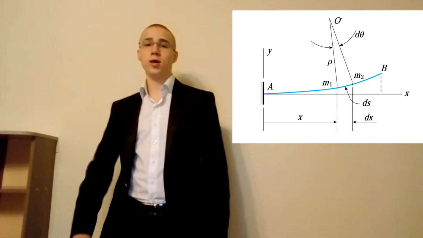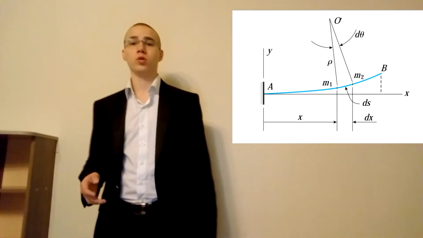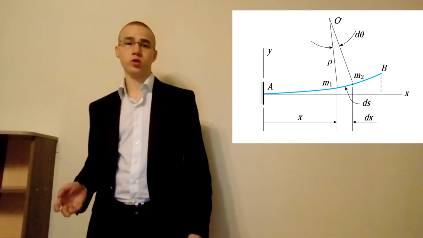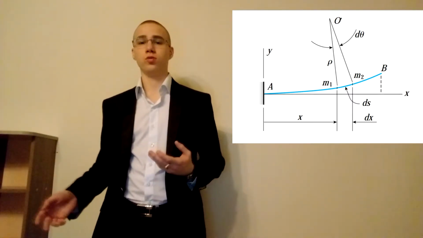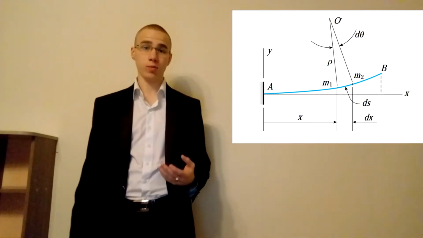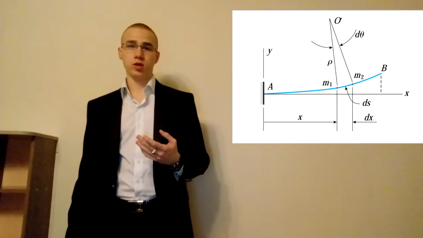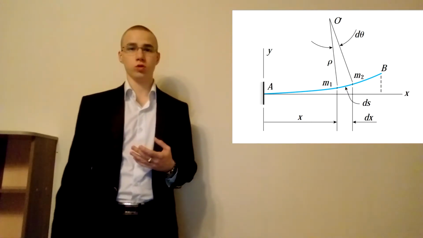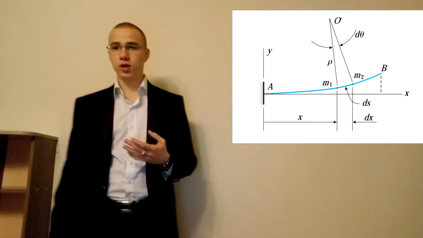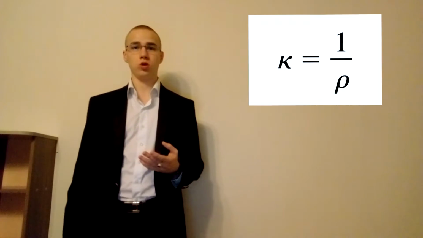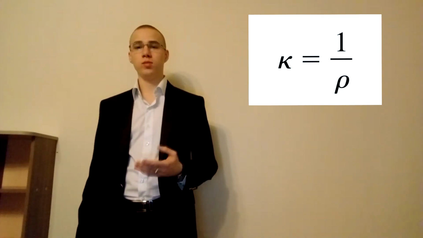The distance M1O' from the curve to the center of curvature is called the radius of curvature, Greek letter ρ, and the curvature, Greek letter kappa, is defined as the reciprocal of the radius of curvature. Thus, kappa is equal to 1 divided by ρ. Curvature is a measure of how sharply a beam is bent.